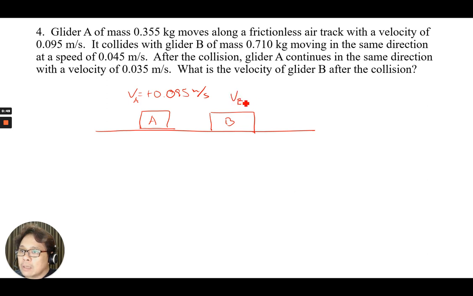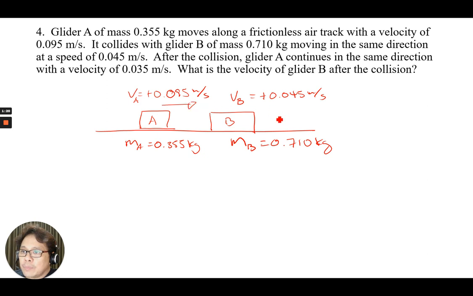Okay, so let us denote glider B with this variable v subscript b. So v subscript b is positive 0.045 meters per second. The mass of glider A is 0.355 kilograms, and the mass of glider B is 0.710 kilograms, moving in the same direction. So both are moving to the right. So glider A hits glider B.